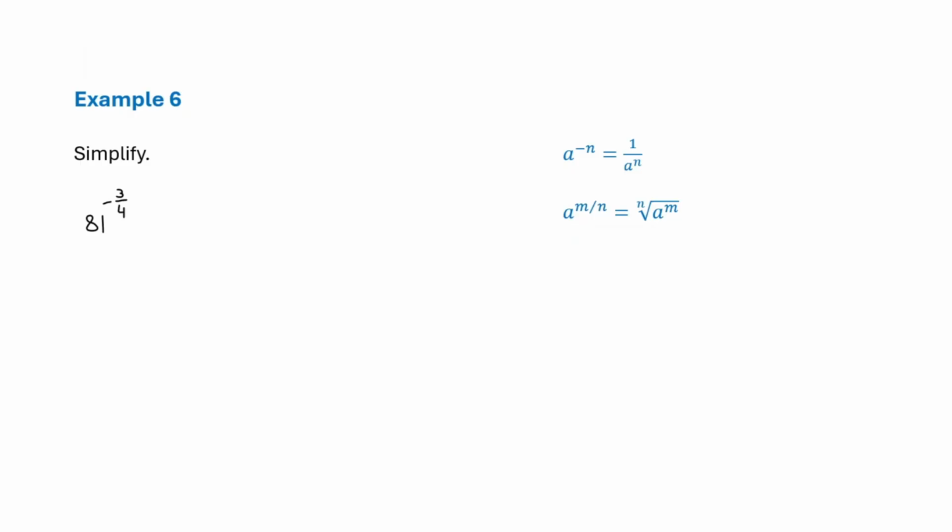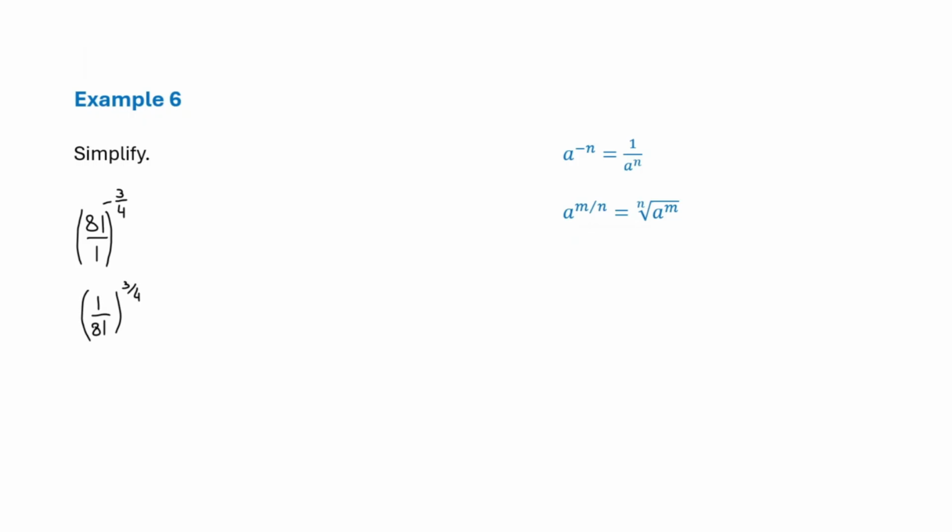Now let's look at example 6. Simplify 81 to the power of negative 3/4. Here we'll need to use two of the laws we've just learned: the rule for negative powers and the rule for fractional powers. Let's start with the negative exponent. We can think of 81 as 81 over 1. Applying the negative power rule means taking the reciprocal and making the exponent positive. This gives us 1 over 81 to the power of 3/4.